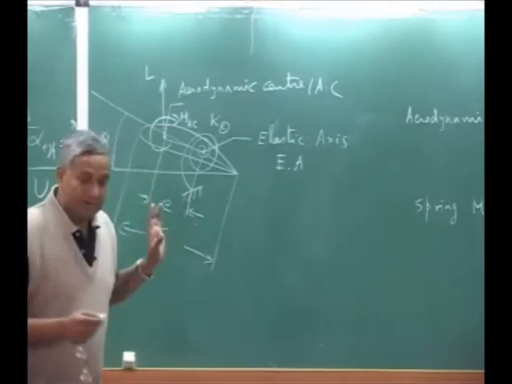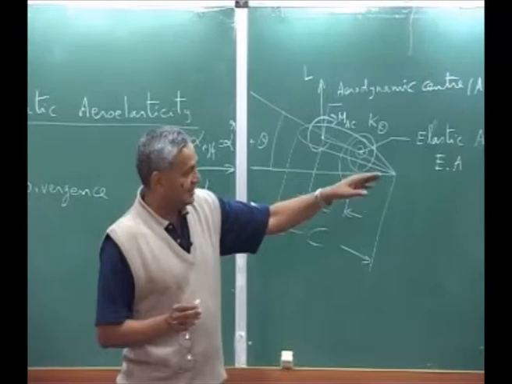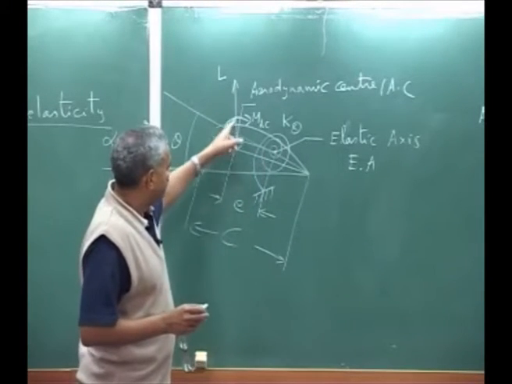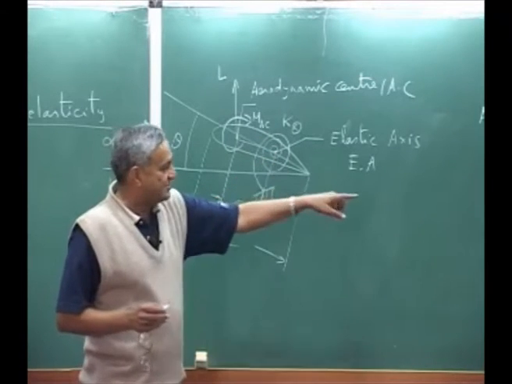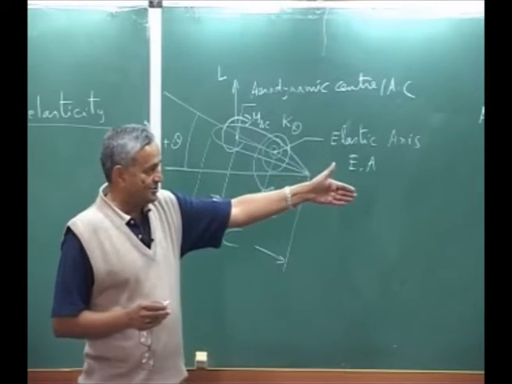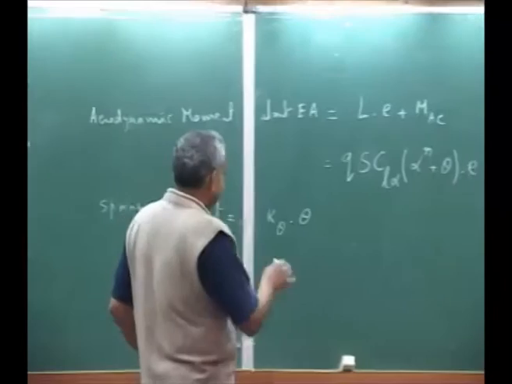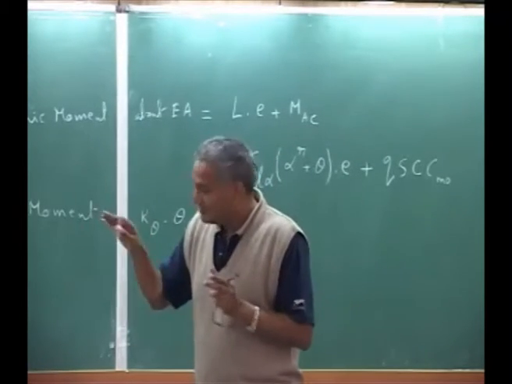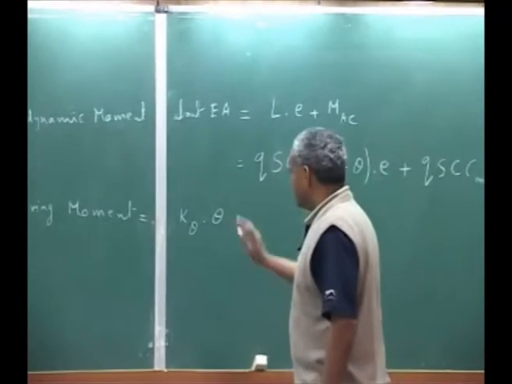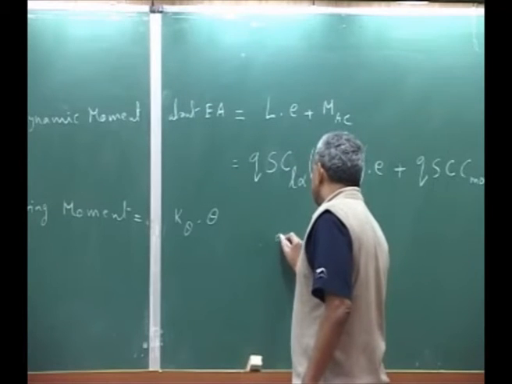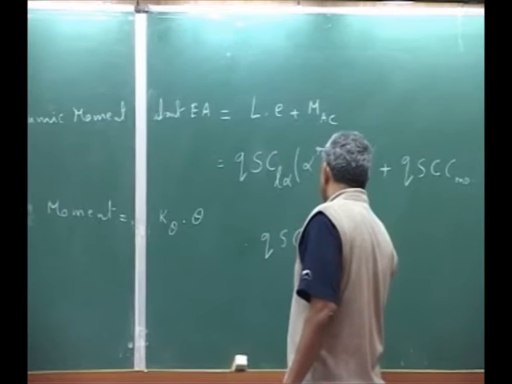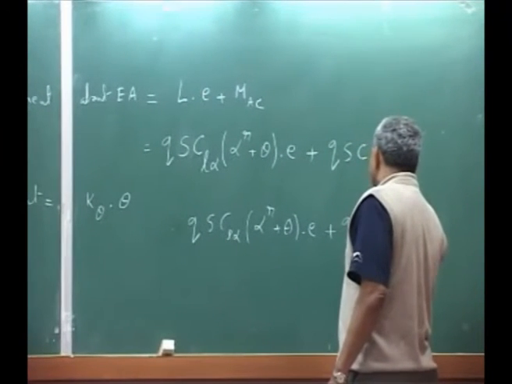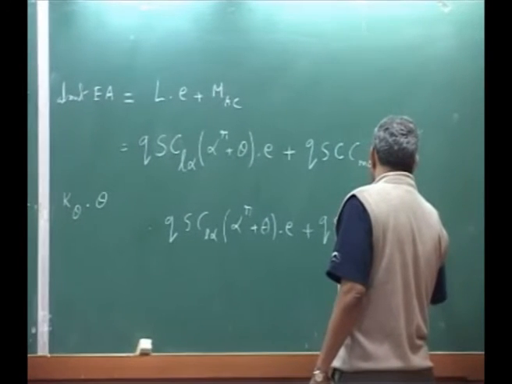That means since it is equilibrium, they must be equal, because as per the diagram, lift and moment will give you clockwise moment. This will give you counterclockwise moment. So when you add them, actually you put a minus sign, or in other words, you say that net satisfying the torsional equilibrium. That is the key, because you are saying that my wing is in static equilibrium. You equate both of them. When you equate both of them, you will have Q S CL alpha into alpha r plus theta into E plus Q S C Cm naught equals k theta theta.